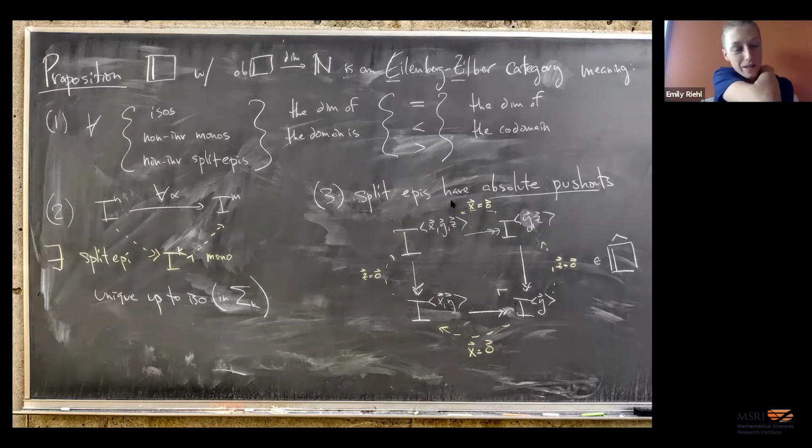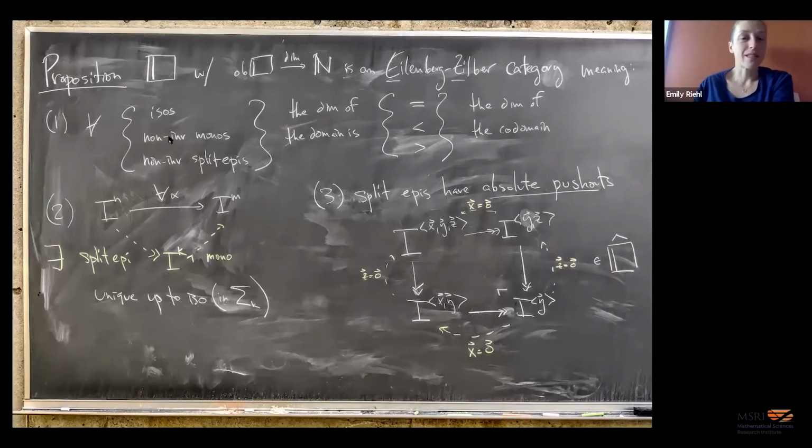So let me just tell you what that means. Our cube category, which I'm just going to write like this until toward the very end, has objects with a natural dimension. So the 0 cube has dimension 0, the 1 cube has dimension 1, etc. And then it has this structure of an Eilenberg-Zilber category. What that is is a bunch of additional properties. So what are these properties?